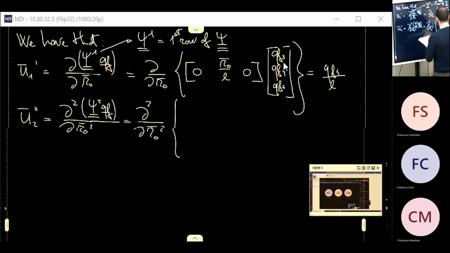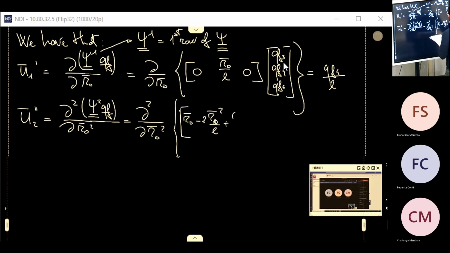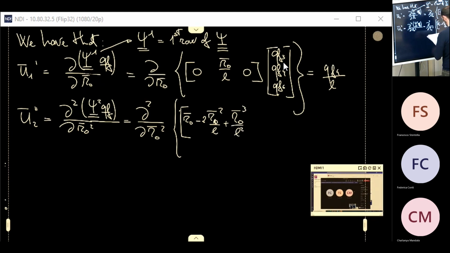Okay, this is very long to write, but let's write it nonetheless. So you have R0 minus 2 times R0 squared over L plus R0 to the third over L, and this is the first element.